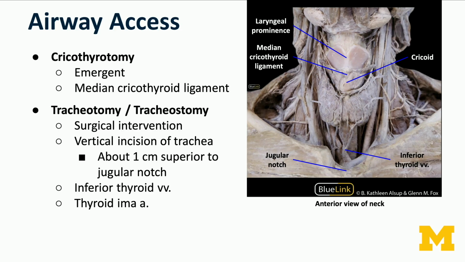So let's take a look at how we can gain access to the airway. We were discussing that median cricothyroid ligament earlier, and for emergency access to the airway, we can perform what is known as a cricothyrotomy. The cricothyrotomy is an incision of the skin and the median cricothyroid ligament deep to the skin. This is done under emergent conditions, and it's possible to do so because there are very solid landmarks.